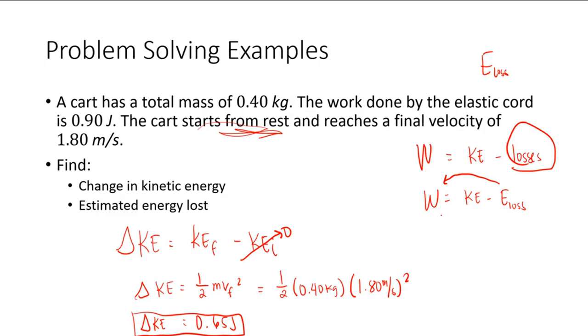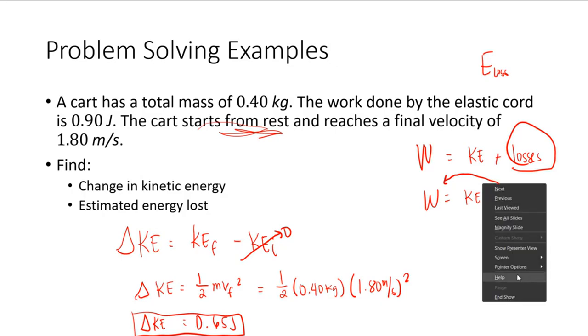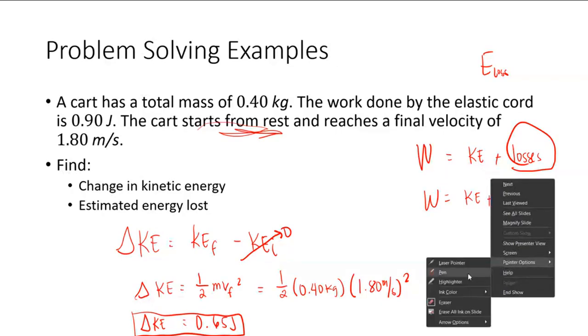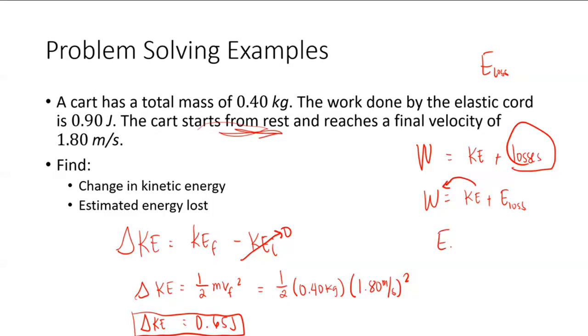Sorry, plus. So we have to transpose your kinetic energy. That means you have E loss of work minus kinetic energy. That means you have 0.90 joules of work. Please take note of that. This is the 0.90 joules of work minus the kinetic energy of 0.65 joules.